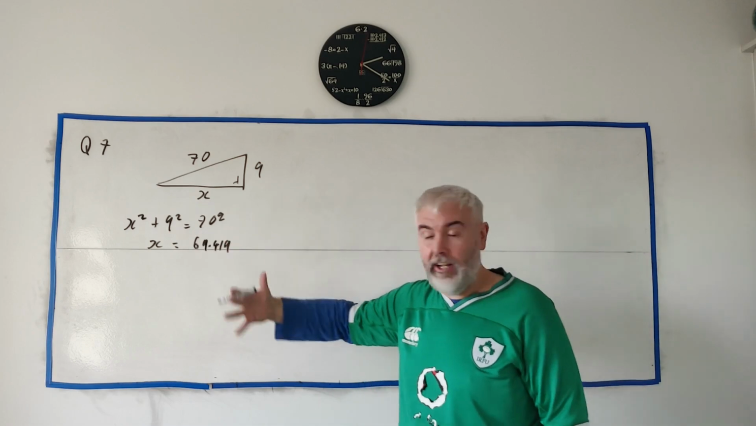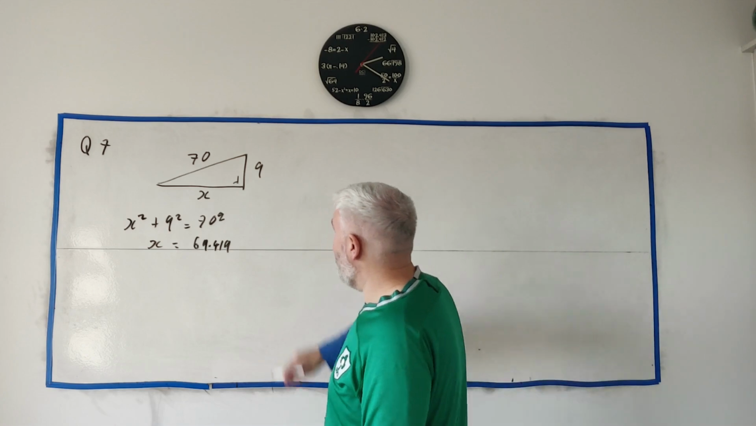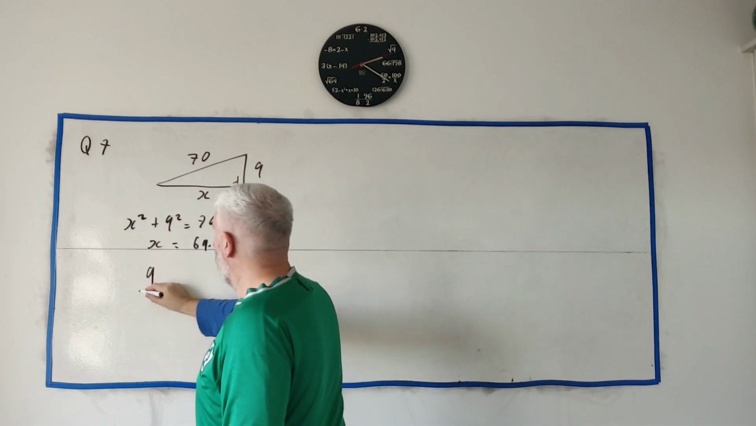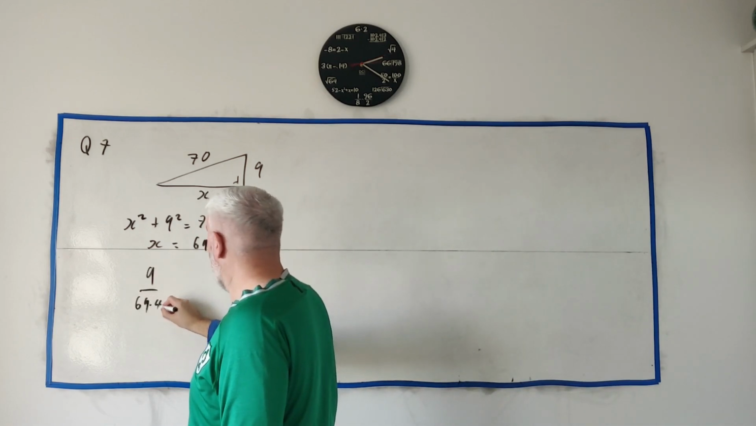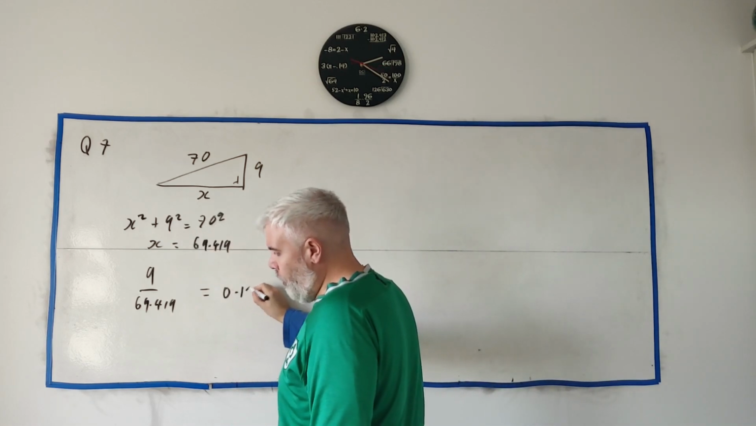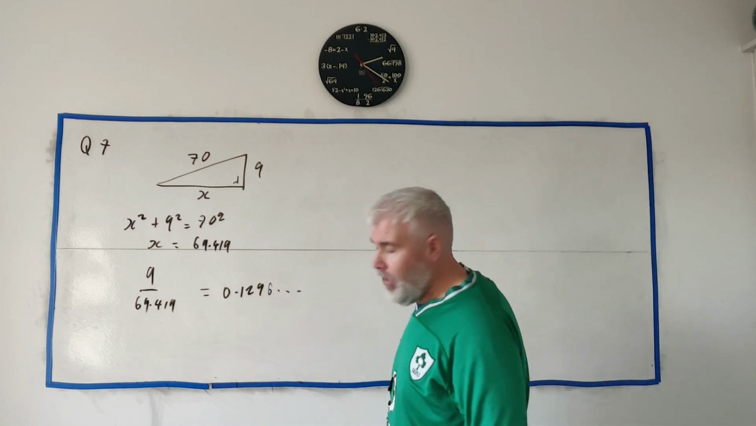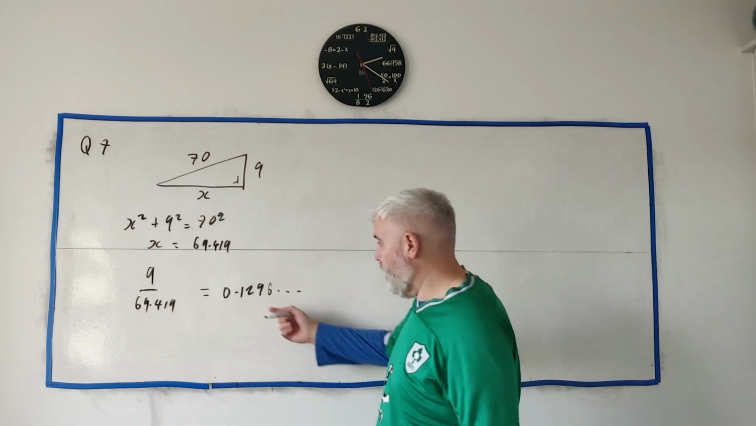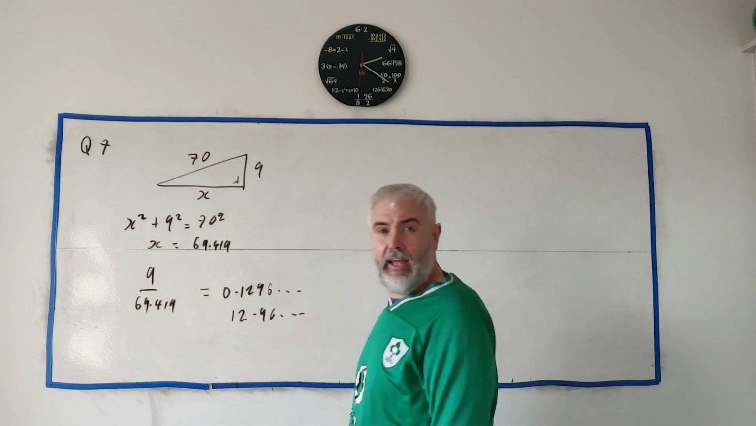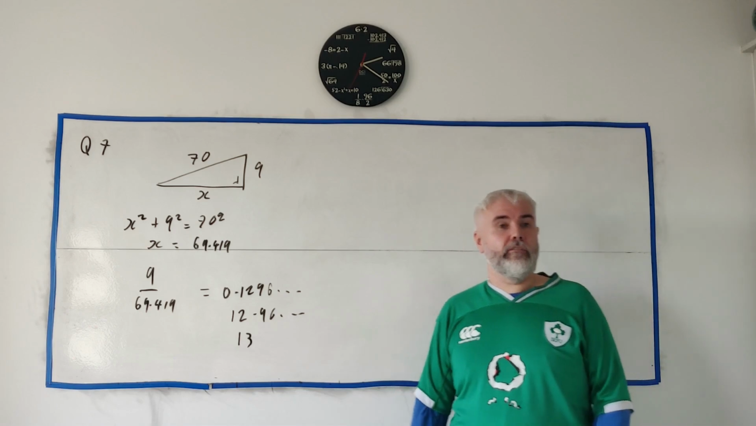I like to just save it in my calculator. It's saved automatically as the answer. I then get 9 divided by answer in my calculator. 9 divided by 69.419, and that gives me 0.1296. They want that in percentage form. Don't get scared, it's just multiplied by 100. It's just 12.96, so on to the nearest percent. So 13 is the answer they're looking for there.